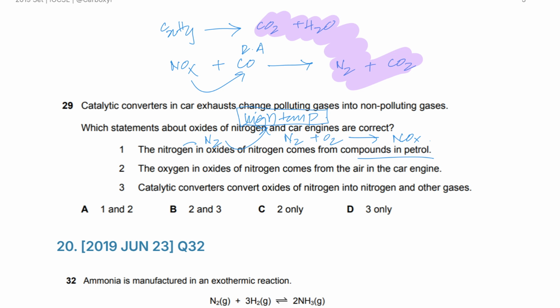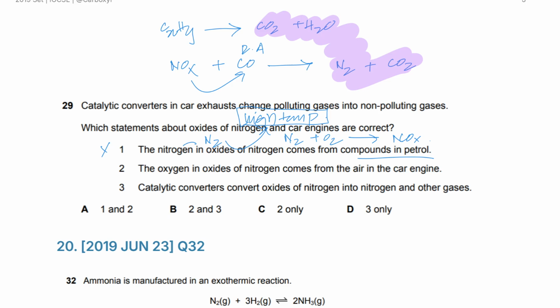It's because petrol is an alkane. So it's not because of nitrogen compounds present in petrol. It's because of the nitrogen in the air, which gets enough temperature to achieve its activation energy and react with oxygen to form nitrogen oxides. So 1 is absolutely wrong.